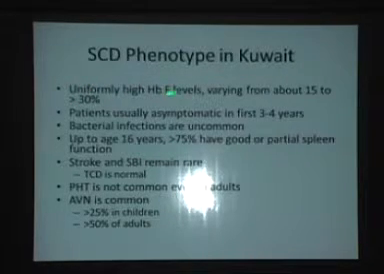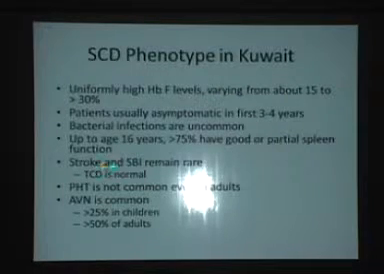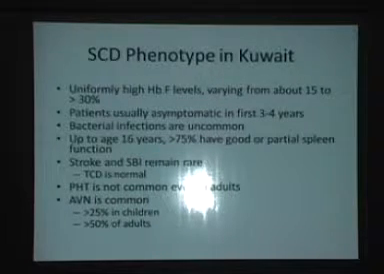So we now know that our patients have very high F levels. Usually the average is about 20 to 22%. They're usually asymptomatic in the first 3 to 4 years. We hardly ever see severe bacterial infections, and that's because up to the age of 16 years or more, most of them still have fairly good spleen function. We don't see stroke. Silent brain infarcts we see in only 3 to 5% of children. And we've done TCD in many of our patients, and it tests to be normal. We've looked for pulmonary hypertension in adults, and only about 5% show evidence of it, compared to the 30 to 40% that you see in other places.